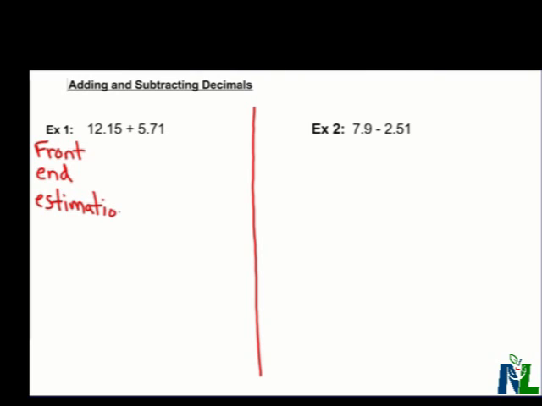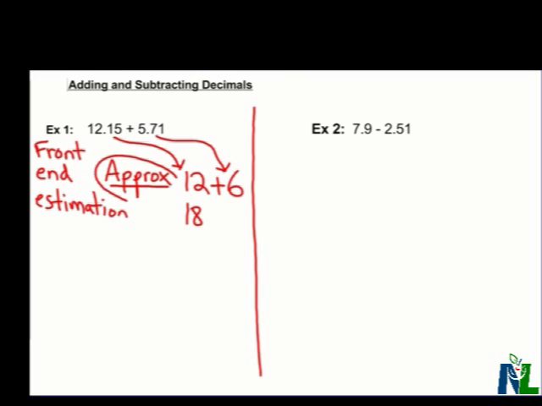So if I use estimation, we're looking at approximately. So 12.15 is approximately 12 if I round it down. 5.71, with 7 being higher than 5, I would round it up to 6. So that's telling me that when I add these two numbers together, the sum should be approximately 18.